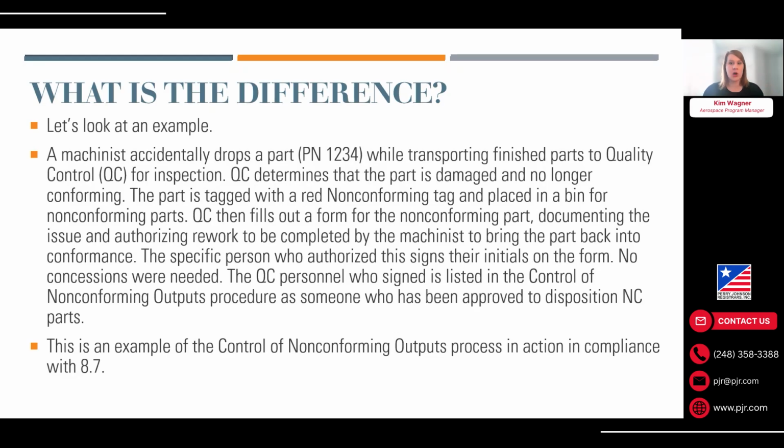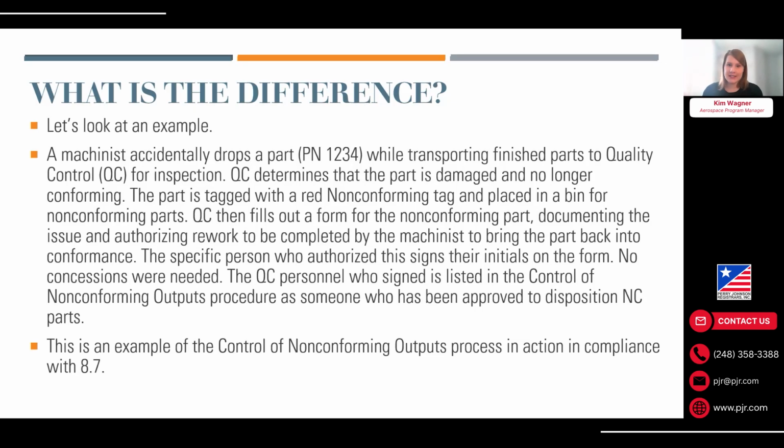QC determines that the part is damaged and no longer conforming. The part is tagged with a red non-conforming tag and placed in a bin for non-conforming parts. QC then fills out a form for the non-conforming part, documenting the issue and authorizing rework to be completed by the machinist to bring the part back into conformance. The specific person who authorized this signs their initials on the form. No concessions were needed. The QC personnel who signed is listed in the control of non-conforming outputs procedure as someone who has been approved to disposition non-conforming parts.